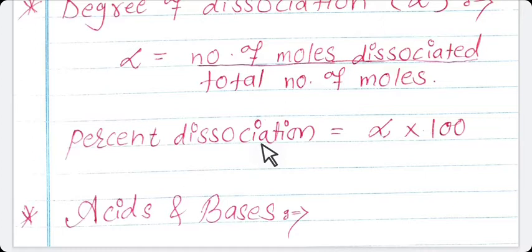Students, remember, if C is the molar concentration of the electrolyte, the equilibrium concentration of cation or anion is alpha into C mole per decimeter cube. It is for the molar concentration of an electrolyte. So your formula will be alpha into C and the unit is mole per decimeter cube. This is about the degree of dissociation alpha.